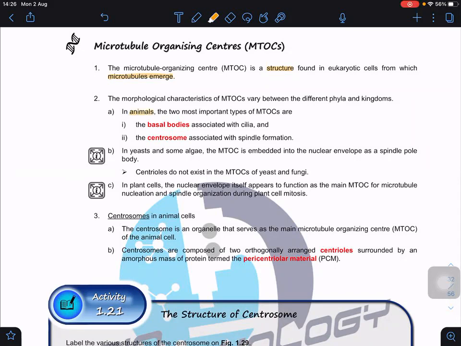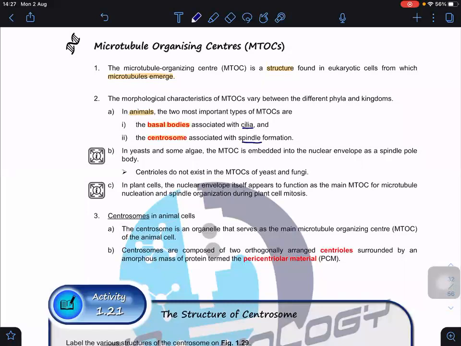Animal MTOCs consist of two important MTOCs: the basal body, which is associated with cilia and flagella, and the centrosome, associated with spindle formation. Are you clear? So for animals, we basically have two kinds of MTOCs, two different organelles that can carry out this role. One is the basal body involved in cilia and flagella. Later we'll look at how they look. The other is the centrosome associated with spindle formation. I'm going to explain what the spindle and spindle microtubules are later.